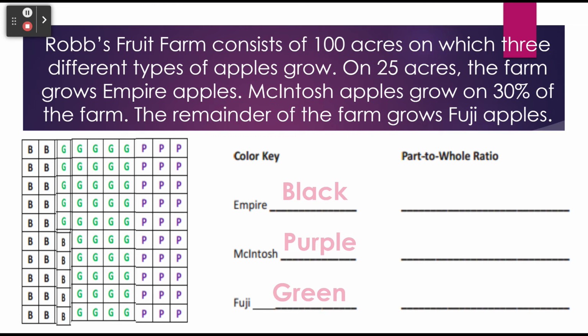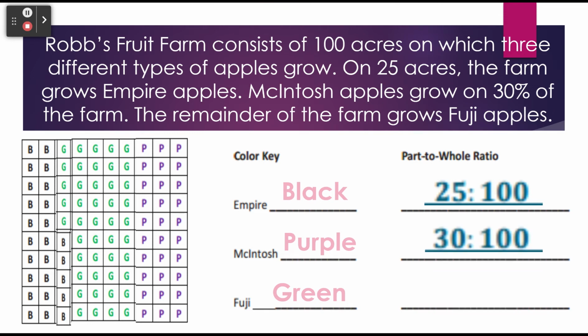Now we're going to translate this to part to whole ratios. So if I'm looking at Empire, the part is 25 and you know that the whole farm is 100. So my part to whole ratio here is 25 to 100, and that simplifies to 1 to 4. My McIntosh or my purple boxes, I know that there's 30 of them. So part of this farm grows McIntosh, which is 30 out of the total, which is 100 altogether.